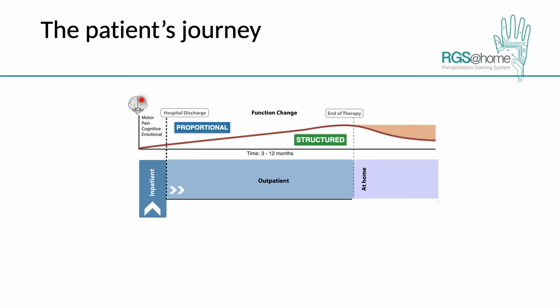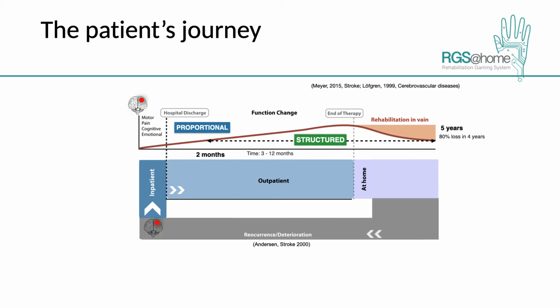What we observe is that there is a huge deterioration happening just after the hospital discharge. Actually, some literature has reported that 4 years post-hospital discharge, there is 80% loss in motor function. This has been linked to the term rehabilitation in vain, since it means that a big investment, time, and also economic investment is lost due to this deterioration. Also, this deterioration links to the probability of reoccurrence of a second stroke or deterioration that links to rehospitalization.